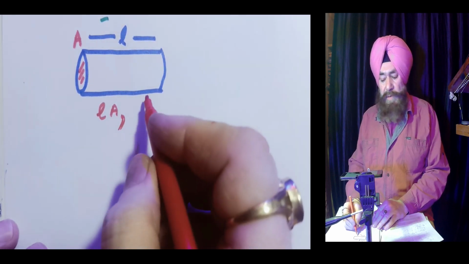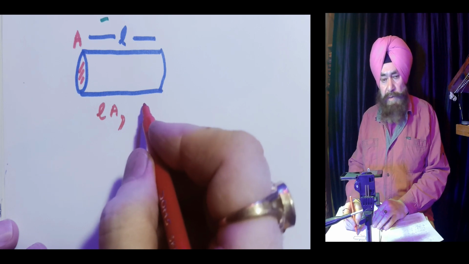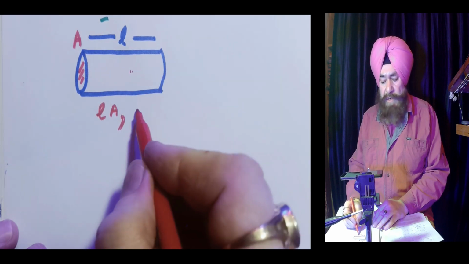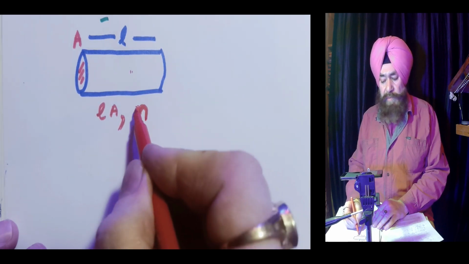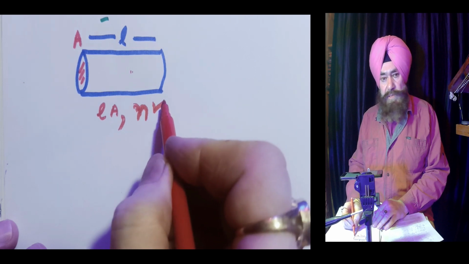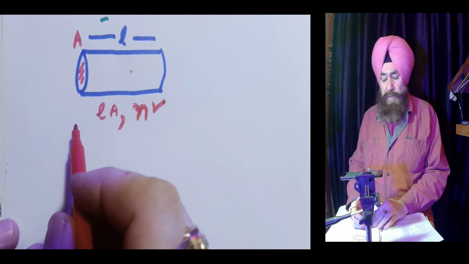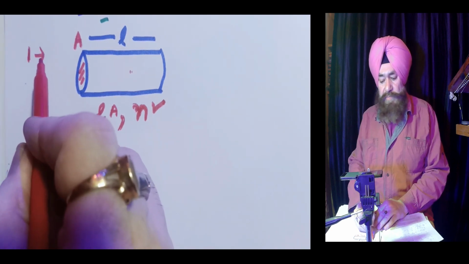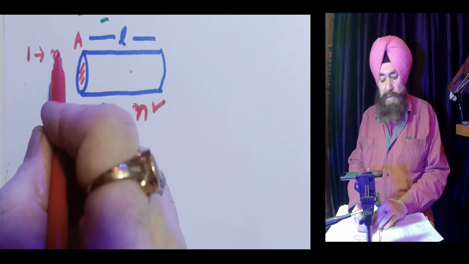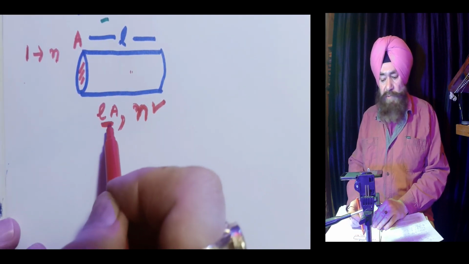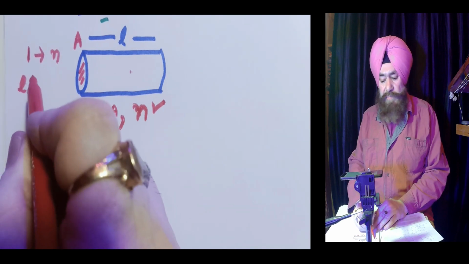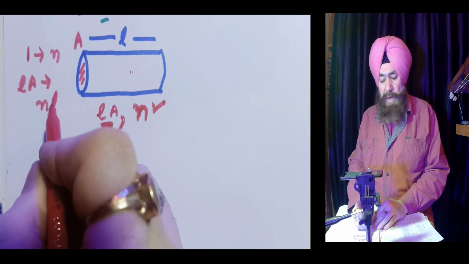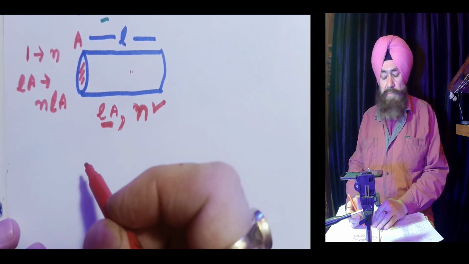Now I explain number density, the number of electrons per unit volume in this conductor. Let it be N. N is the number of electrons per unit volume. I mean to say, if the volume is 1 unit, then the electron number is N. If the volume is L into A, then the electron number will be N L A.